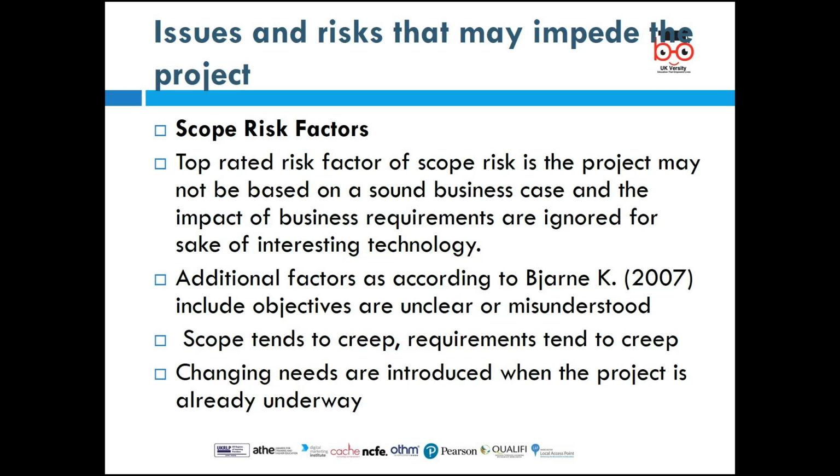For instance, if you are building a house which is 2 stories, and then along the line you are asked to make it 4 stories, it's going to cause the project to creep, because the foundations of the building were meant for 2 stories. So if you are asked to change it into 4 stories, it means that we have to change the very foundation of the building. So those are all scope risk factors.